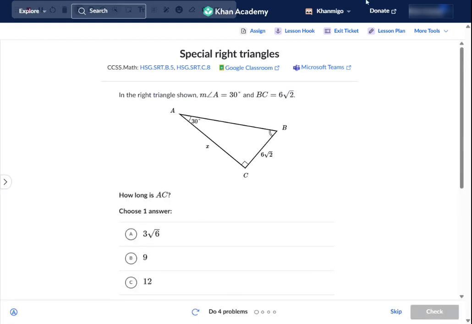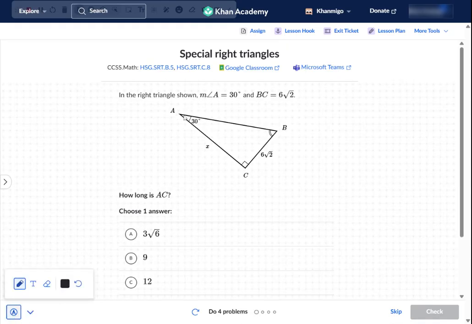All right, so it says in the right triangle shown, measure of angle A is 30, and we can see that on the figure, and side length BC is 6 square root 2, and our goal is to find the length of AC, which they also labeled for us as X. This is our unknown or missing angle. So it might be helpful to start by thinking, what are we given?